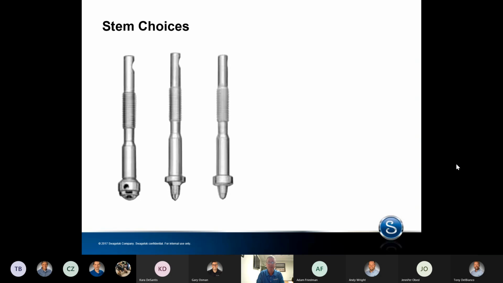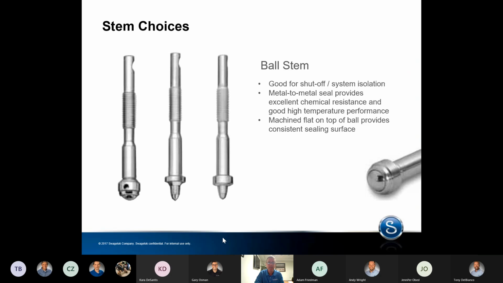Needle valves may be available with different stem geometries, which can include ball, V, or plastic tips that will allow for shutoff service. Ball stems are good for shutoff. Metal-to-metal seal provides good chemical resistance and is good for high temperature applications. And the ball has a machined flat on the top to provide a consistent sealing surface.